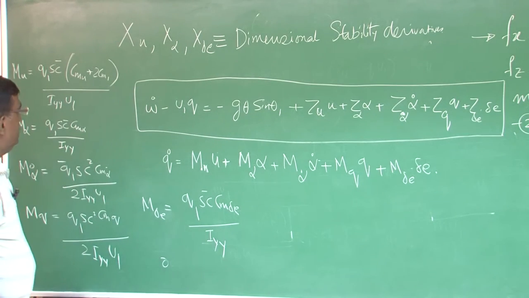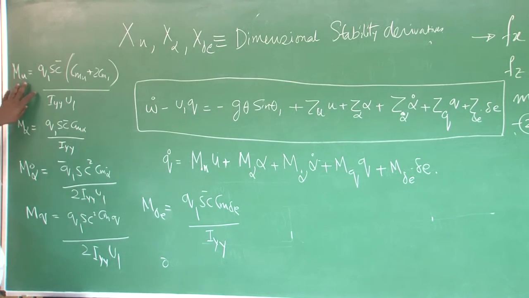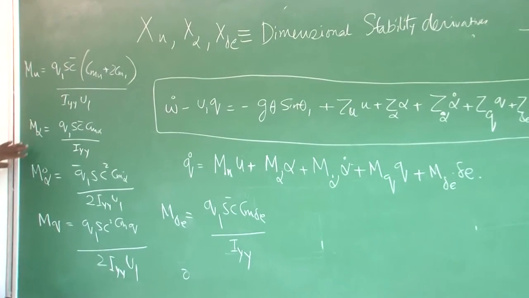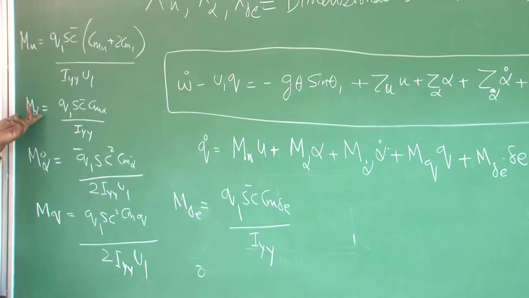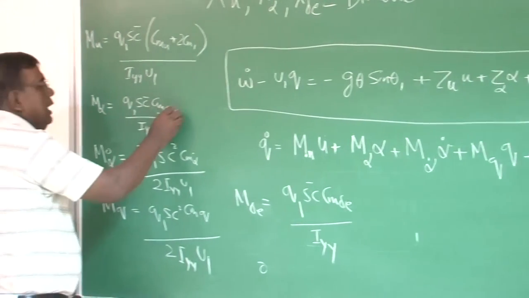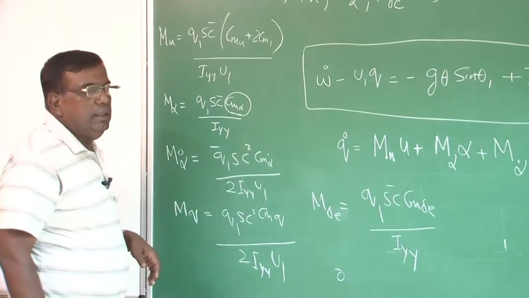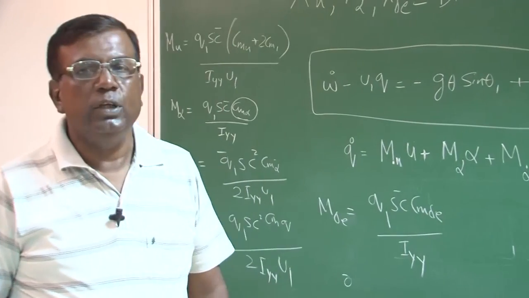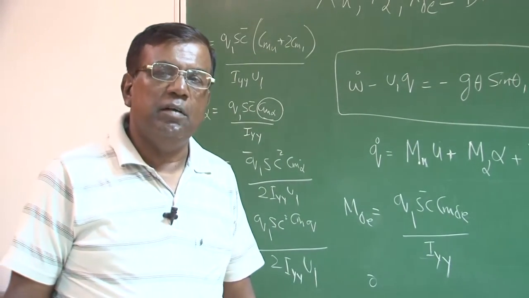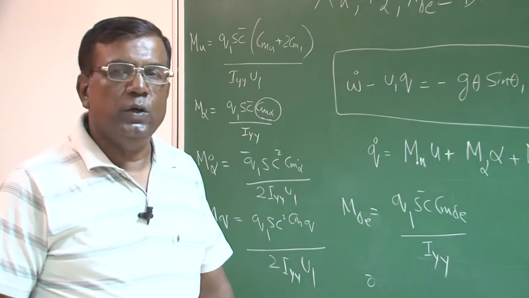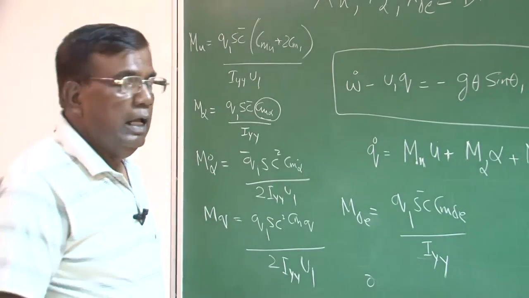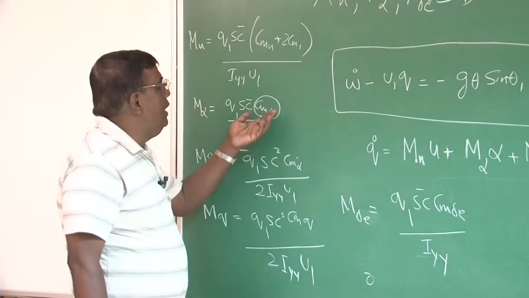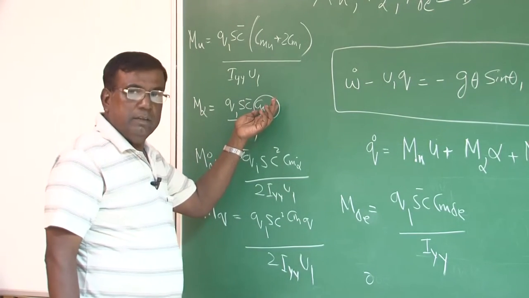Okay. Now let us see here, try to understand these dimensional stability derivatives. If I pick M alpha, you could see it has Cm alpha. What was Cm alpha? Cm alpha was dCm by d alpha, and we have realized that Cm alpha has to be negative for ensuring static stability of the airplane. And what is the dimension of Cm alpha? It is dimensionless, right? So these are dimensionless parameters, derivatives.